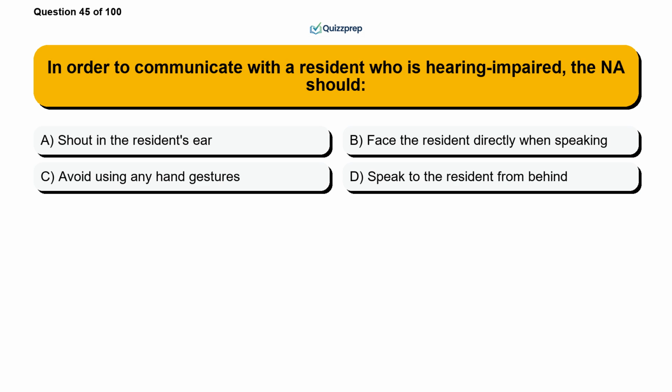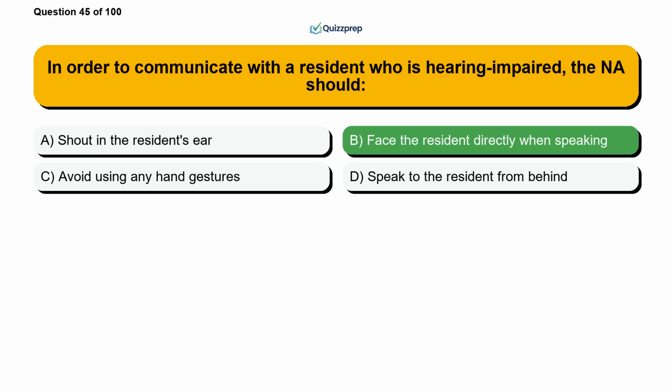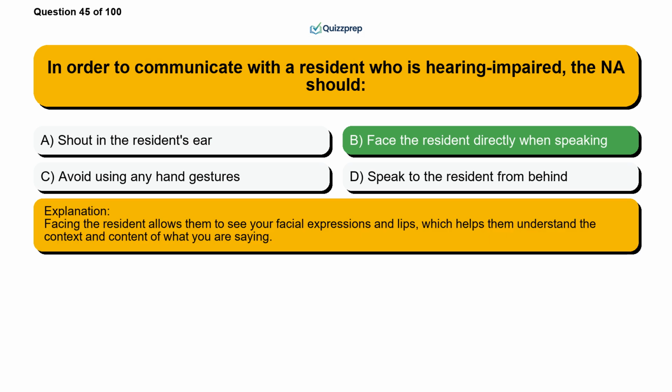Question 45. In order to communicate with a resident who is hearing impaired, the NA should: Option A, shout in the resident's ear. Option B, face the resident directly when speaking. Option C, avoid using any hand gestures. Option D, speak to the resident from behind. The correct answer is option B, face the resident directly when speaking. Facing the resident allows them to see your facial expressions and lips, which helps them understand the context and content of what you are saying.